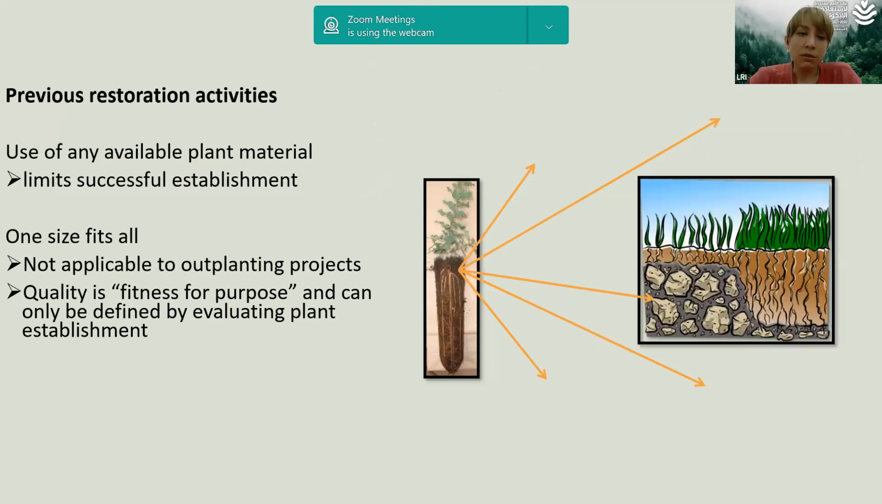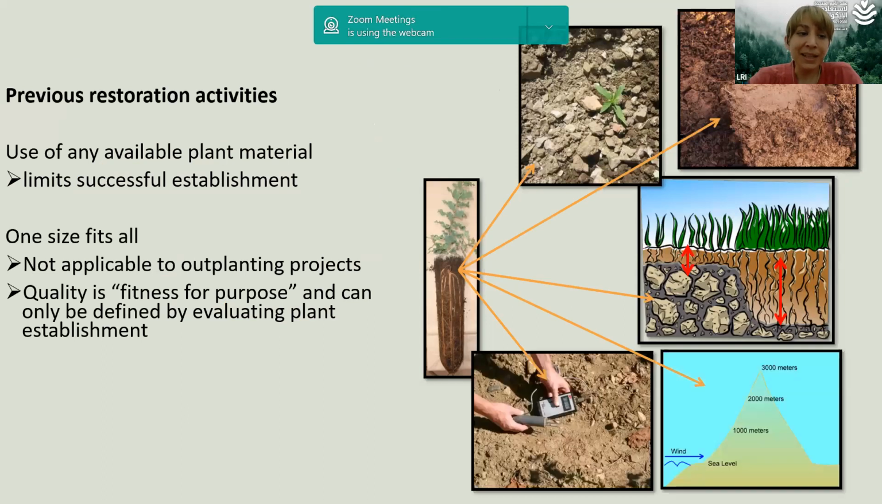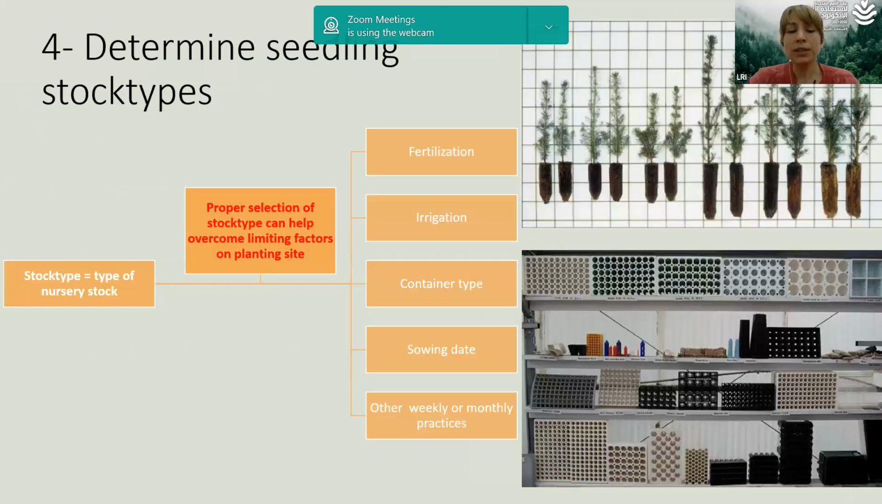Previous restoration activities use the one-size-fits-all approach, which is using whatever is available as plant material, even if it's one type of plant material, and applying it for all types of conditions, not taking into consideration soil depth, soil texture, topography, sun exposure, and the different site conditions. This is where we have to identify the best stock types.